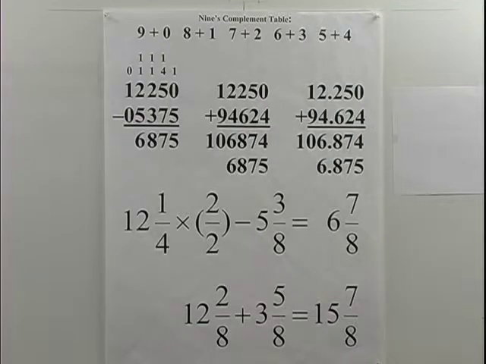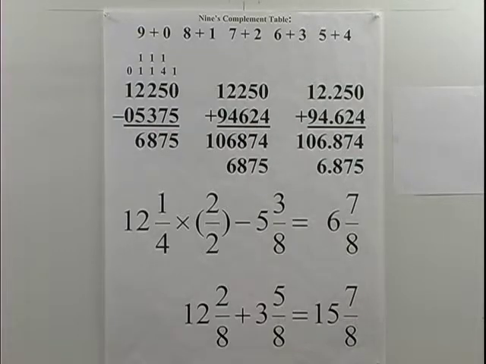The number added to 0 that equals 9 is 9. The number added to 5 that will equal 9 is 4. The number added to 3 that will equal 9 is 6. The number added to 7 that will equal 9 is 2. The number added to 5 that will equal 9 is 4. So I have the nines complement of the subtrahend.